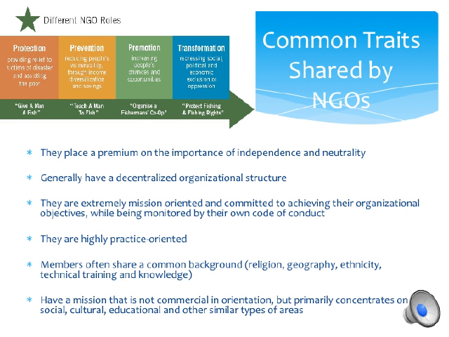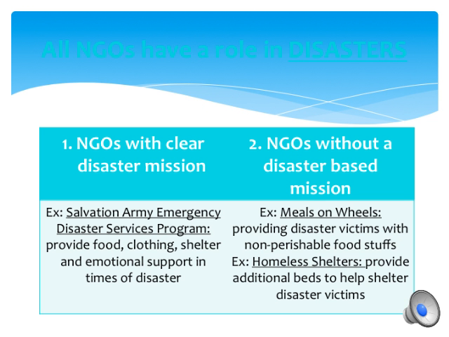While NGOs differ in a great many ways from each other, a number of common traits are generally shared among them, including first, the premium they place on the importance of independence and neutrality. Generally, NGOs have a decentralized organizational structure and are highly practice-oriented. Furthermore, they tend to be extremely mission-oriented and committed to achieving their organizational objectives, being monitored by their own code of conduct. Members often share a common background, be it religion, geography, ethnicity, or technical training and knowledge. They also have a mission that is not commercial orientation, but primarily concentrates on social, cultural, educational, and other similar types of areas.